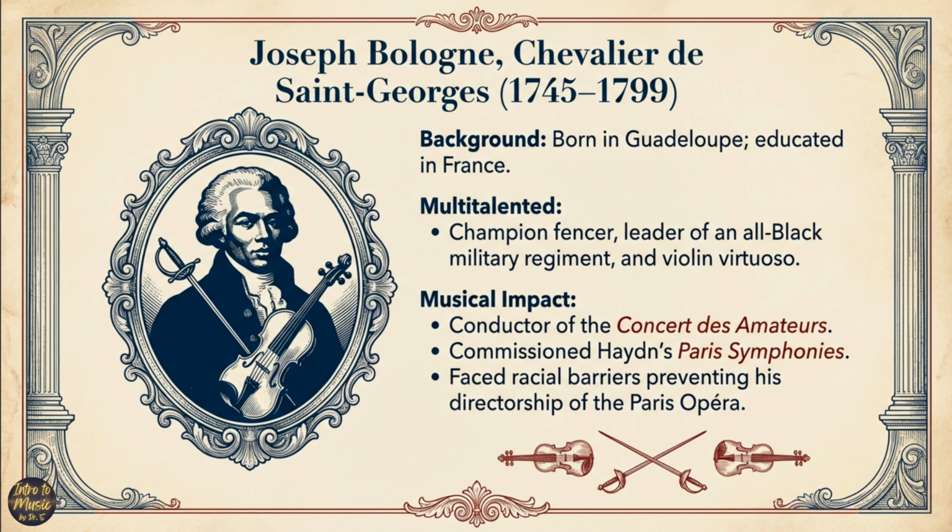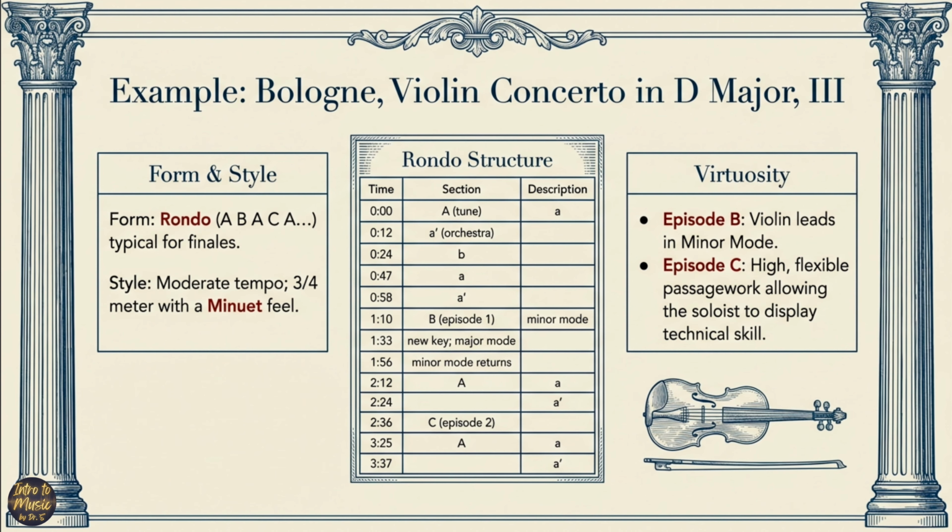We also must mention Joseph Bologne, Chevalier de Saint-Georges. Born in Guadeloupe, he was a champion fencer, a military leader, and a violin virtuoso who commissioned Haydn's Paris symphonies. His violin concerto in D major features a rondo finale. Since it is a finale, the soloist doesn't wait. The violin leaps right in with the tune. It showcases the virtuosity that made the violin such a prized instrument of the era.